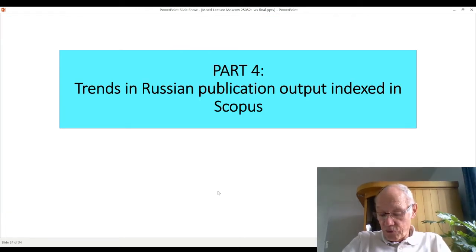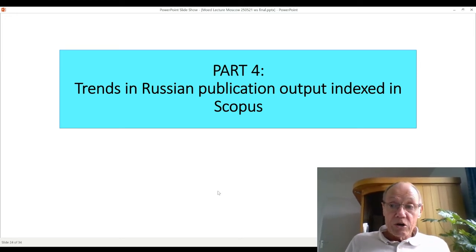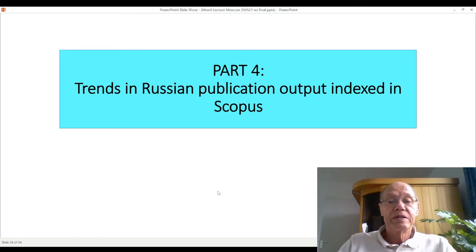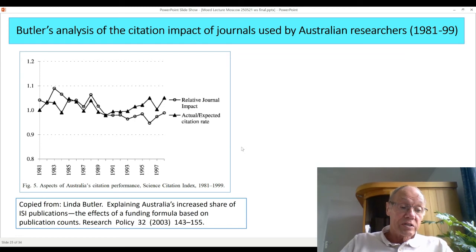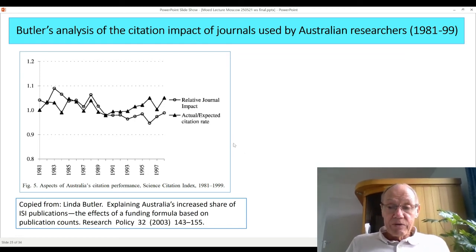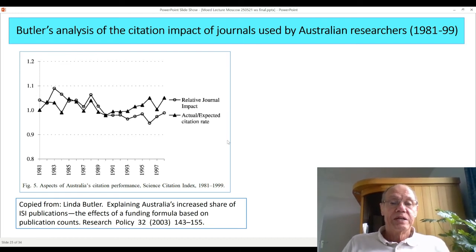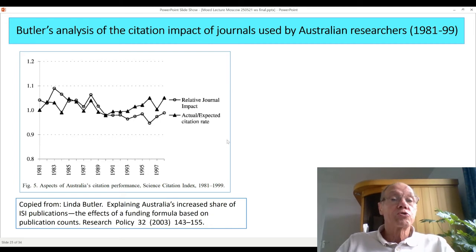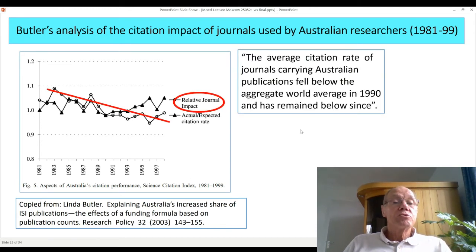Now I come to part 4, which relates to trends in Russian publication output indexed in Scopus. Now this is a very interesting subject. I would like to start with presenting the findings of a study that was conducted almost 20 years ago, and that relates to Australia. It was conducted by my colleague Linda Butler. And what I want to underline from this study is the following result.